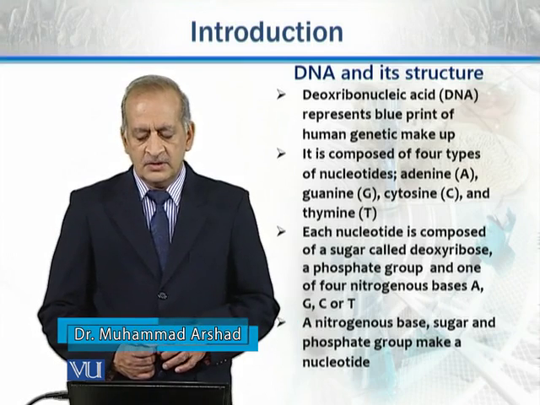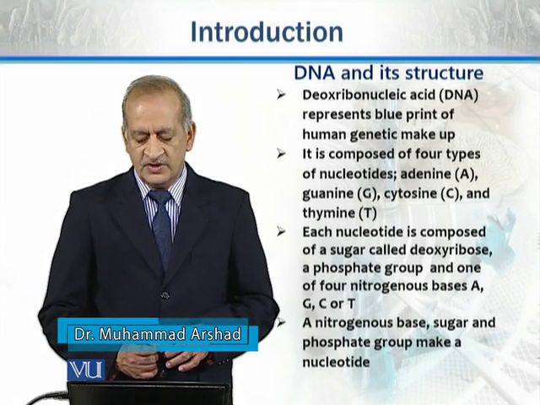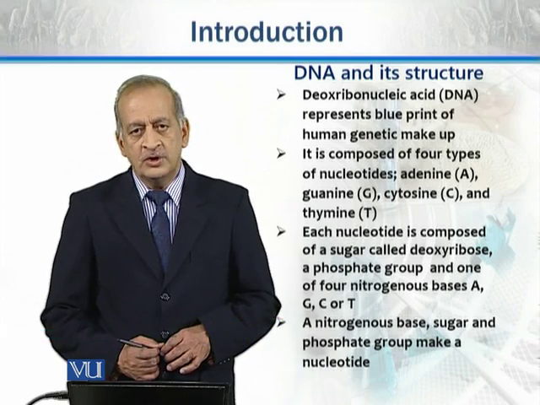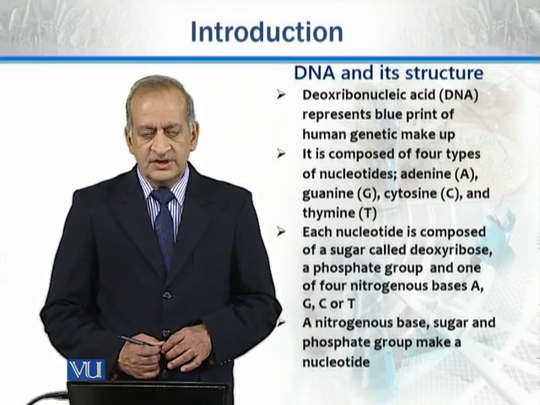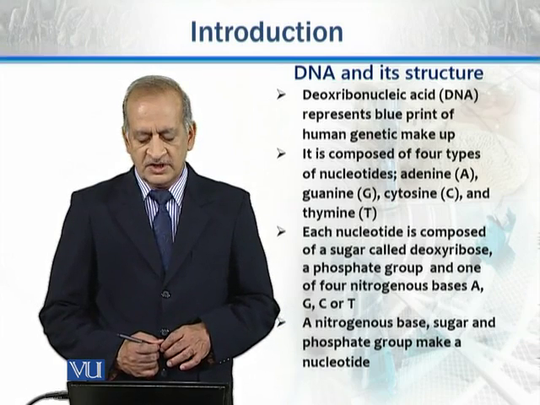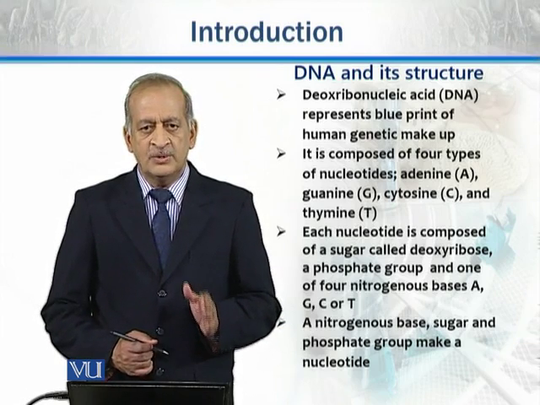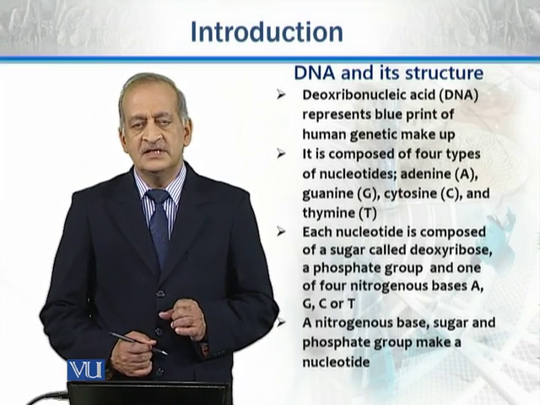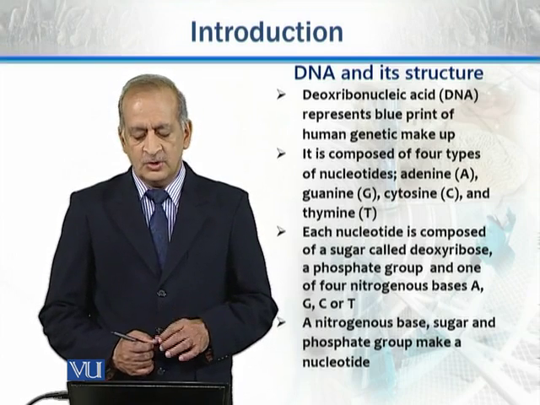DNA is composed of 4 types of nucleotides, and these are adenine nucleotide, guanine nucleotide, cytosine nucleotide, and thymine nucleotide. And adenine is abbreviated as A, guanine as G, cytosine as C, and thymine as T nucleotide.